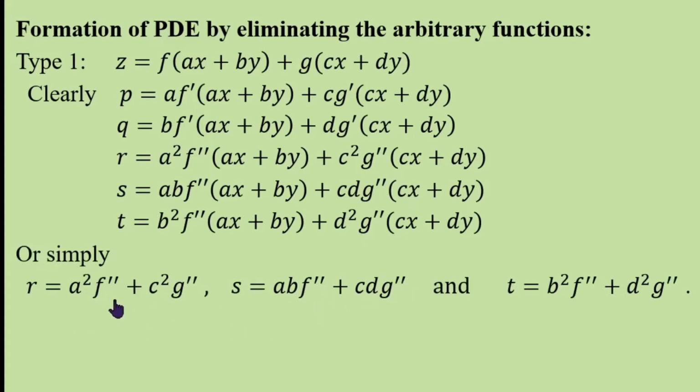Here the variable of f double dash and g double dash are ax plus by and cx plus dy. So using chain rule we got this result. So we can write r, s, t directly, because r is the partial derivative of z with respect to x twice. Therefore when you differentiate two times, a comes two times, therefore a square f double dash plus c square g double dash. And s is the mixed partial derivative, a into b into f double dash plus c into d into g double dash, and t is, when you differentiate partially with respect to y twice, b square f double dash plus d square g double dash.